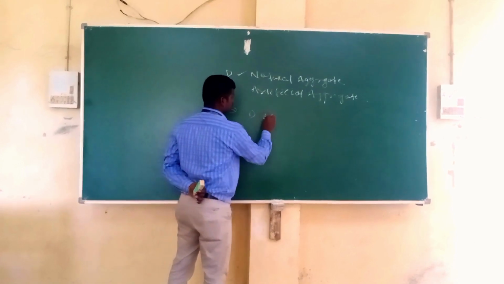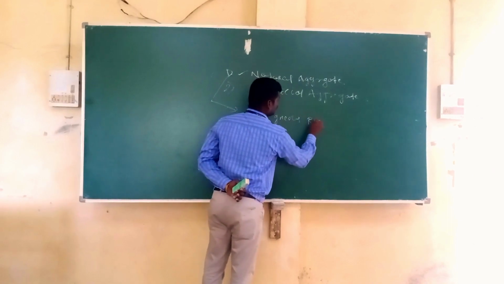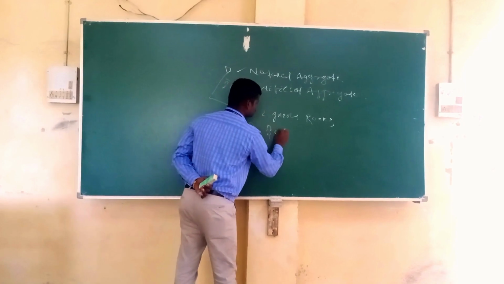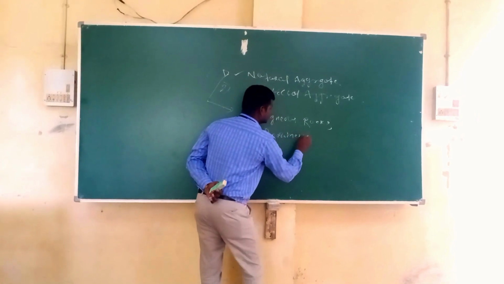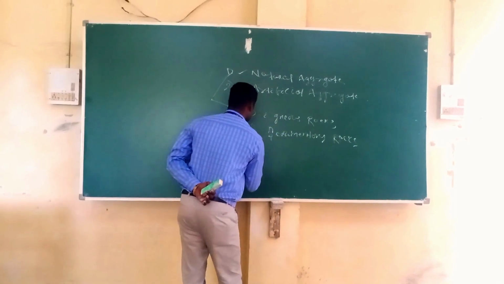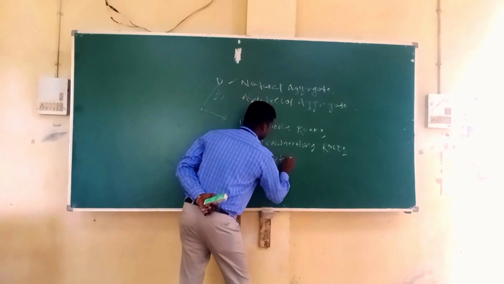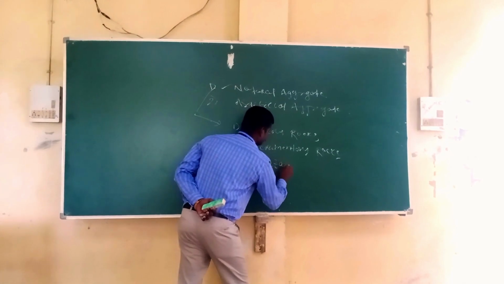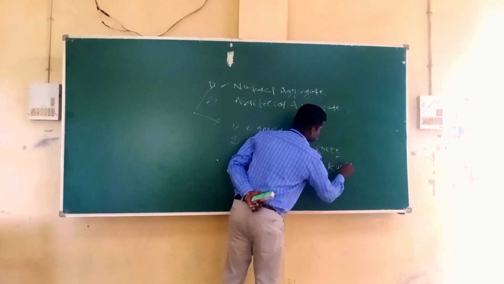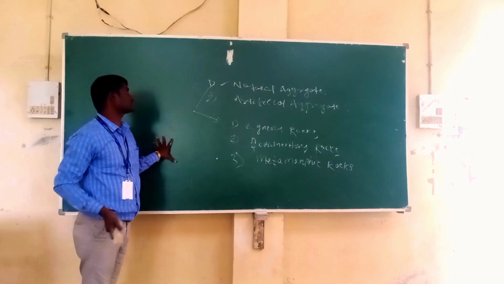One is igneous rocks. Second is sedimentary rocks. Third one is metamorphic rocks. Okay. These are the natural aggregates.